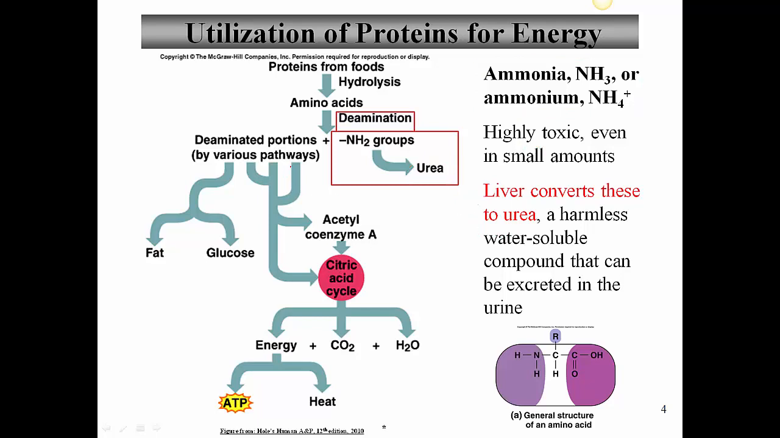Once the deamination is accomplished, you can see we can use this for energy, to produce ATP. We can convert the amino acids into glucose. We can convert the amino acids eventually into fat as well. So this is an important first step.